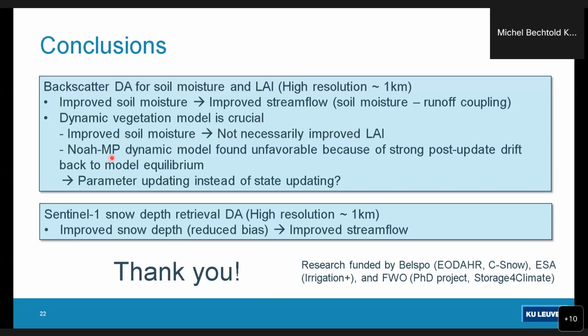The other thing is that we had this strong post-updated drift of the NOIMP model, and both suggest that parameter updating instead of state updating is research that should be conducted. Then the second part, I showed that snow depth retrievals from Sentinel-1 can improve stream flow via the reduction in the bias of the snow depths.